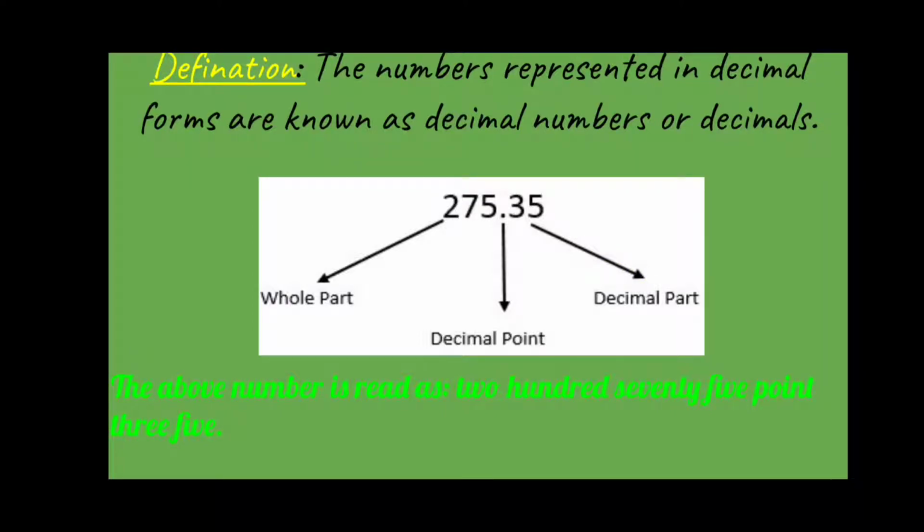Naming a decimal number. So the above number will be named as 275.35. One thing you have to notice here is that all the numbers after the point will be named according to the digits and not as a whole. So the above number will be named as 275.35 and not as 275.35.